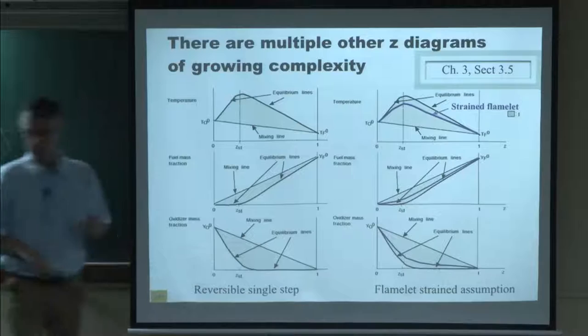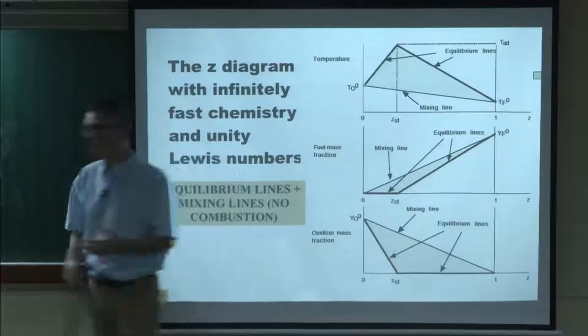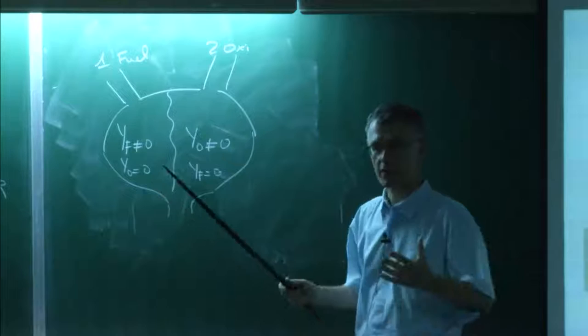We'll use that later. Now, you could say it's very nice to produce a plot like this one, but that's not what I want. If I'm working in a company, I want to give people the fuel, the oxidizer, and the temperature fields as a function of time and space. And for the moment, I don't have that. So why do I do all this?